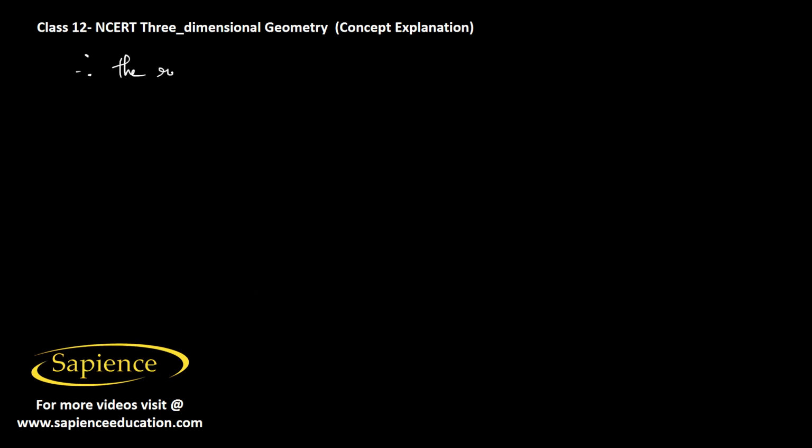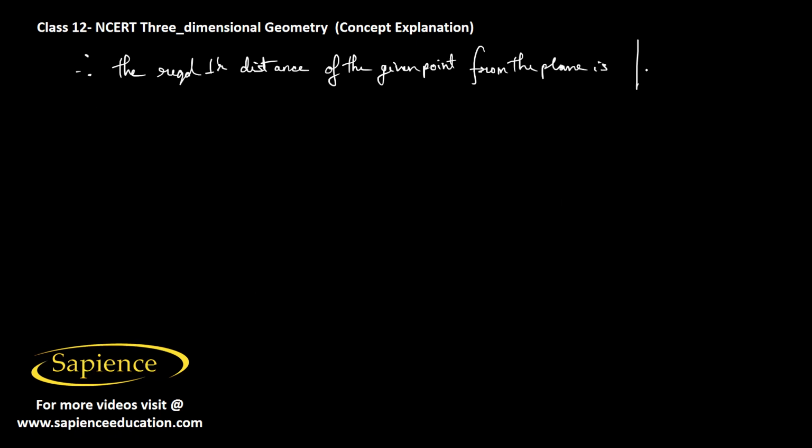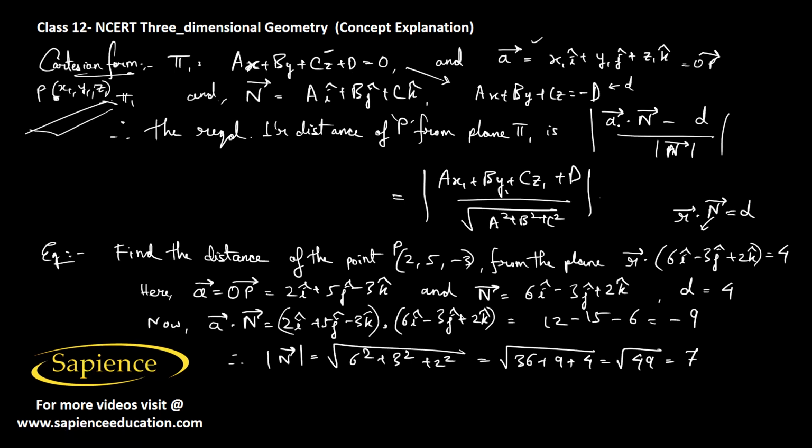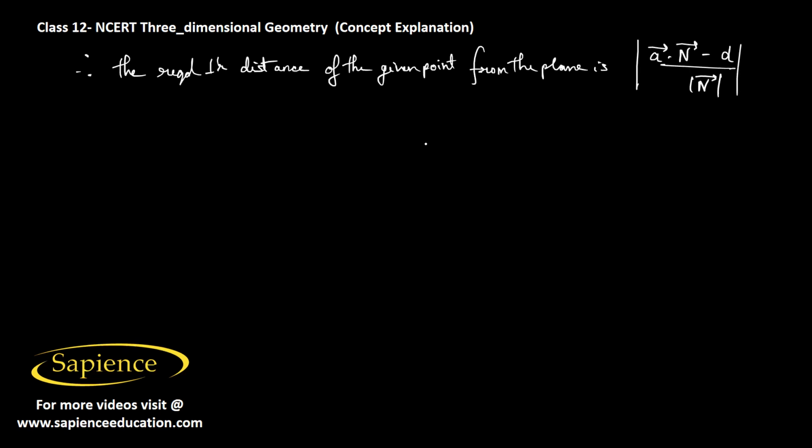Therefore, the required perpendicular distance of the given point from the given plane is given as mod of a dot n minus d by magnitude of n vector. So a dot n is minus 9. That would be equal to magnitude of minus 9 minus 4 by magnitude of n vector, that is 7. So that is equal to magnitude of minus 13 by 7, which is 13 by 7 units.